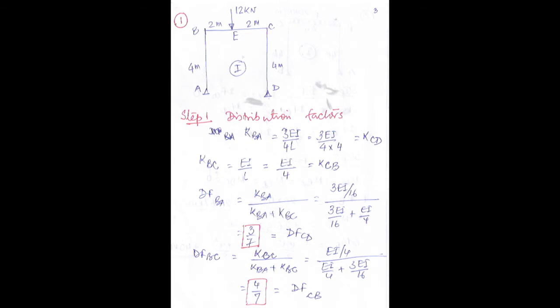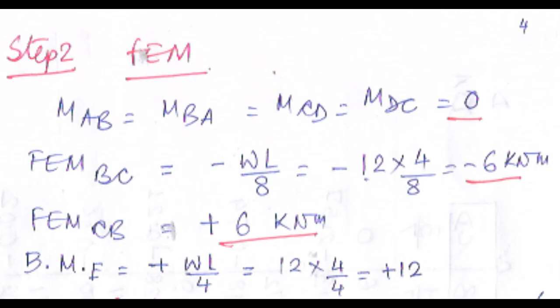From here we will go now to step number 2, that is the fixed end moment. As I have explained earlier, MAB, MBA, and the fixed end moments at CD, DC, they are all 0 because they are hinge supports. So there is no fixed end moment.